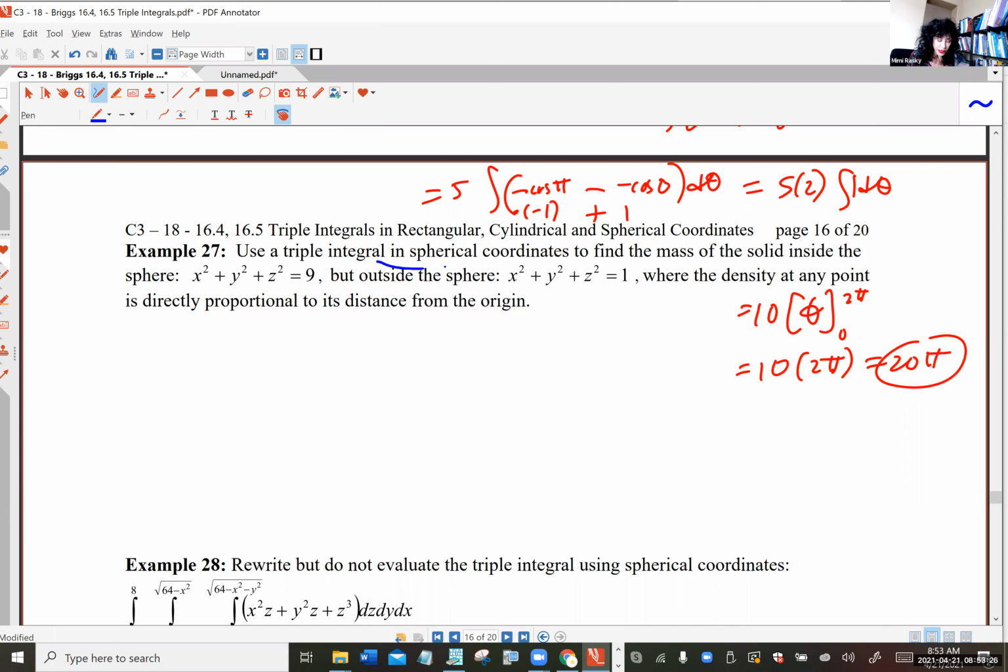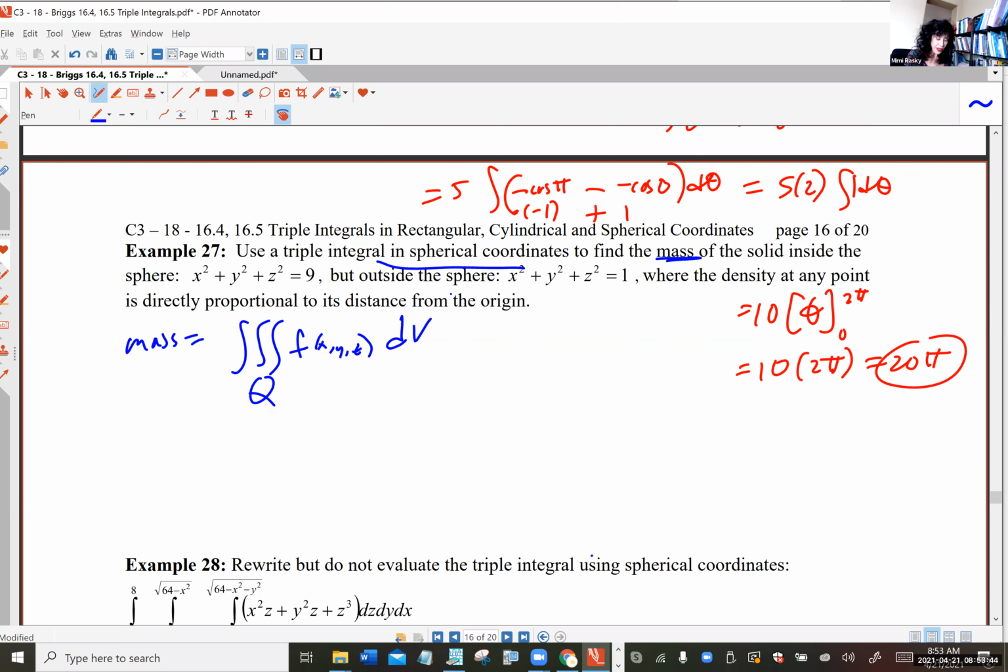So we're going to do a triple integral in spherical, and we're going to find mass. So what do we know about mass? If we're going to do a triple integral, you're going to integrate over the region, some solid that you're trying to find the mass of, and you're going to put some density function in the integrand, and then you'll have some volume element here.